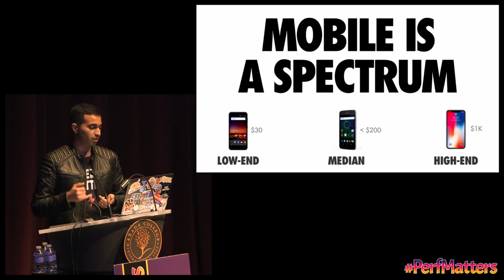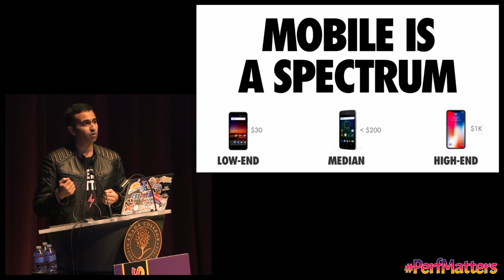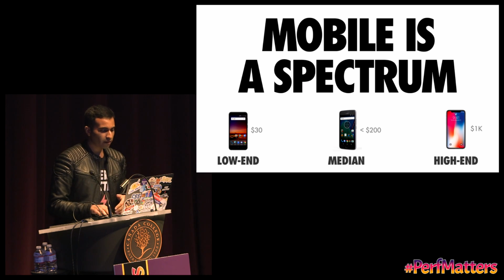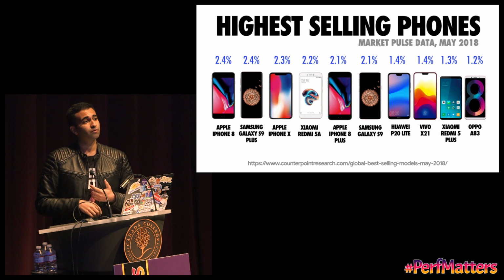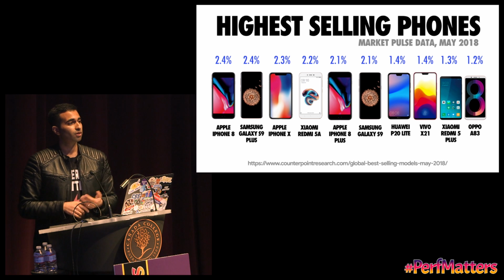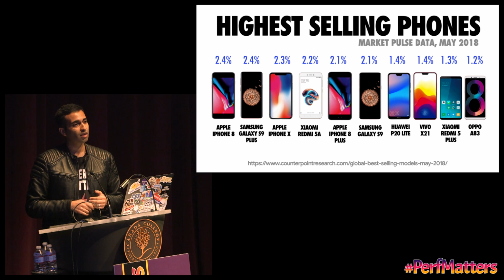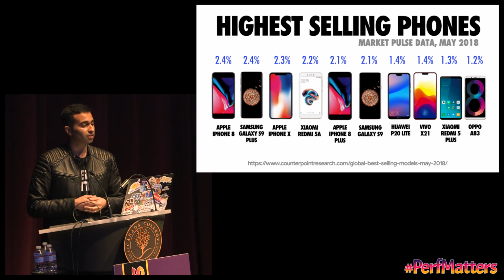Differences in thermal throttling, cache sizes, CPU, GPU. The ability for these phones to be able to process JavaScript can vary quite a lot. In fact, let's dig into this data a little bit more. Here's a charting of the highest selling phones globally from last year. What you'll see in here are phones like the iPhone 8, the iPhone X, but there's also a lot of Android devices in here. There's a lot of devices that are much slower than iPhones. That fourth phone, the Xiaomi Redmi 5A, that was the most popular phone in India last year.